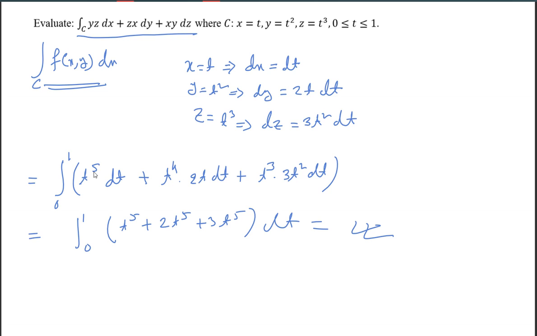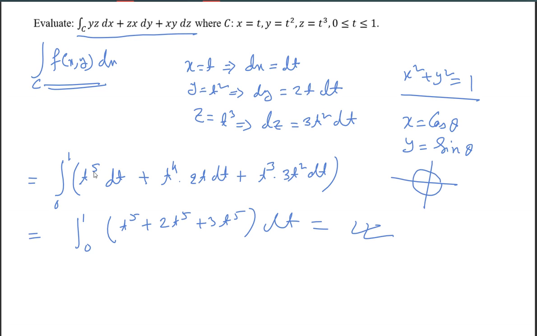Suppose the curve is given as x square plus y square is equal to 1. Suppose a circle is given. So what you will do? Try to get its parametric representation. So I can put x is equal to cos theta, y is equal to sin theta, cos square theta plus sin square theta is equal to 1, and one full circle is given. So in that case theta runs from 0 less than or equal to theta less than or equal to 2 pi.